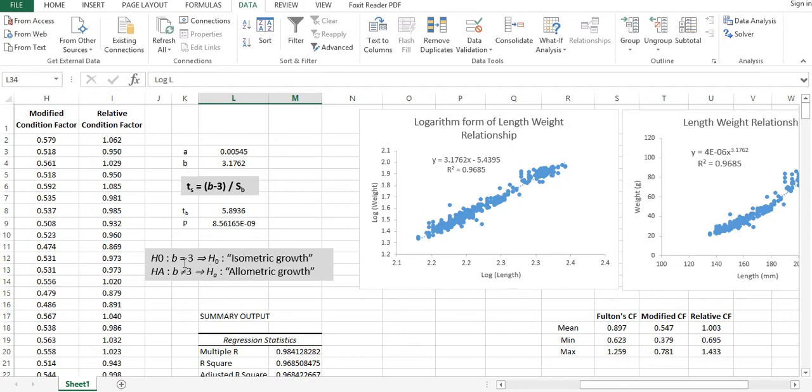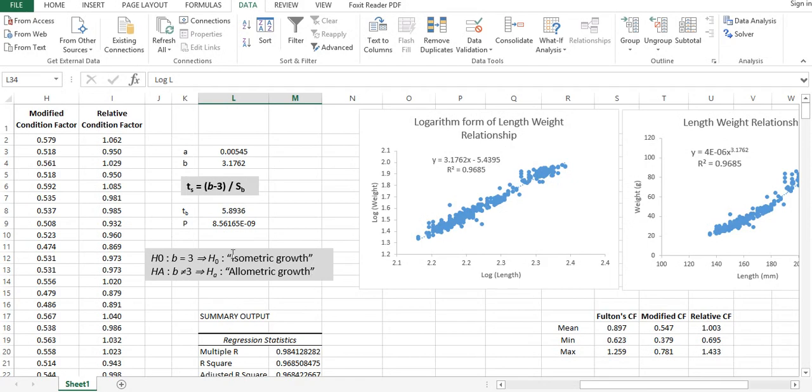The null hypothesis says that b is equal to 3, meaning isometric growth, and the alternative hypothesis is b is not equal to 3, meaning allometric growth. It could be positive or negative, greater than 3 or less than 3, that doesn't matter. So we have to check whether your growth is isometric or allometric. That is our goal. For that we have to do a t-test of our b value.